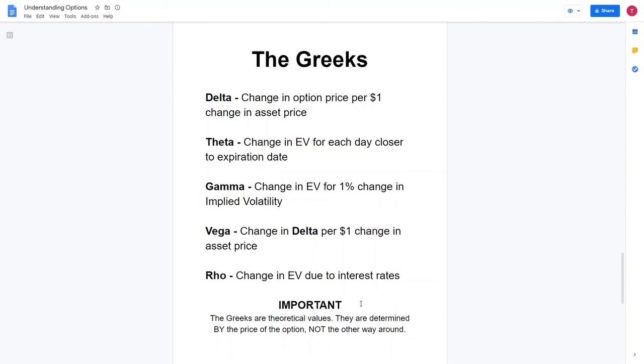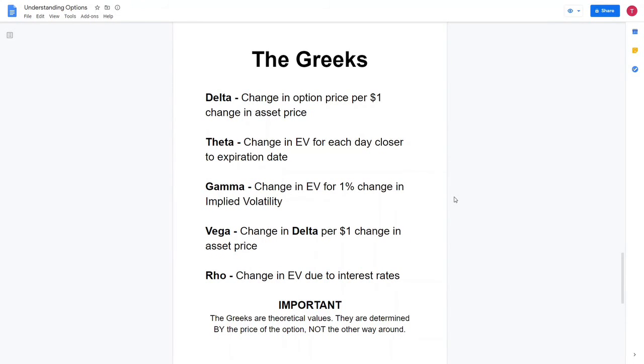It's important to understand that the Greeks are theoretical values. The values of the Greeks are determined by the price of the option and not the other way around. The option's price and extrinsic value is determined by the market. If there's more buyers, the price will go up. And if there's more sellers, the price will go down. The Greeks are simply a way of breaking down that extrinsic value determined by the market.